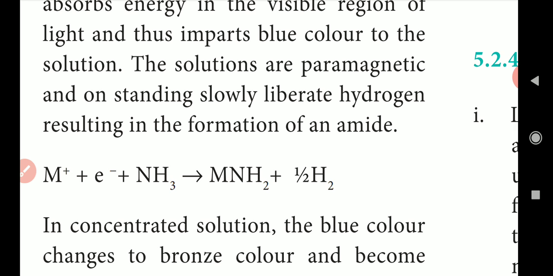The metal is dissolved in the dilute solution of ammonia. It produces a blue color. This is a blue color solution containing ammoniated cations and ammoniated electrons. The ammoniated electrons are responsible for the blue color of the solution. They are all paramagnetic in nature.